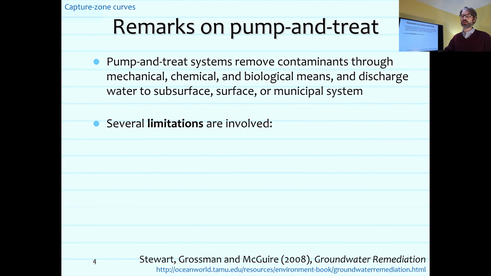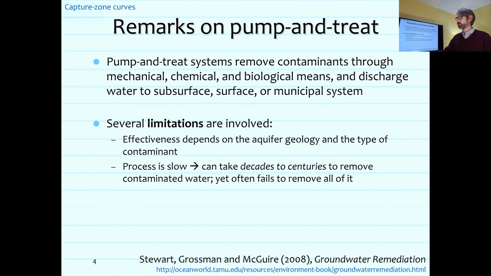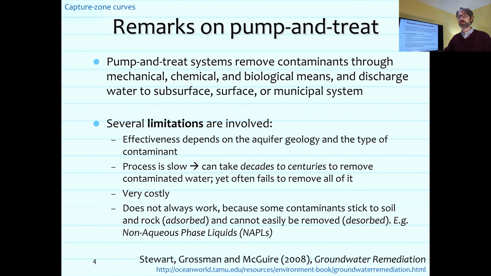There are several important limitations. The first is that the effectiveness depends on the aquifer geology and the type of contaminant. The second is that the process is slow. It can take decades to potentially even centuries to remove the contaminated water, and yet this approach often fails to remove all of it. Thirdly, it is a very costly process. And finally, it does not always work, because some contaminants actually stick to the soil and rock, they're adsorbed, and they cannot be easily removed, desorbed. Examples of this that we'll see in the next video, video 6, are non-aqueous phase liquids, or NAPLs.